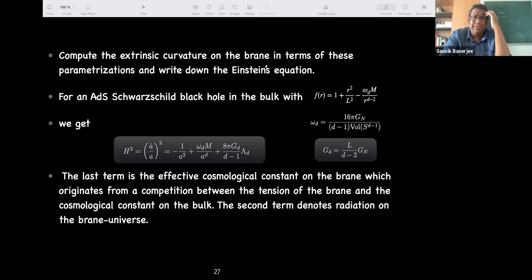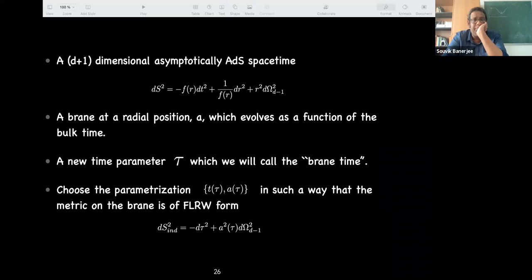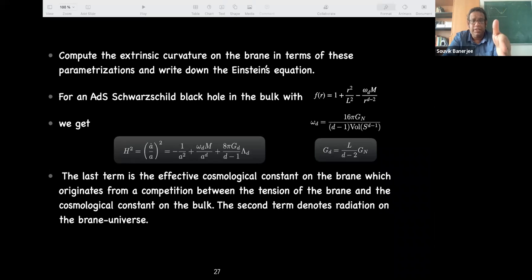And then we can compute the extrinsic curvature of the brane, and this extrinsic curvature will be given in terms of the parametrizations that appear in these equations. And we can write down the Einstein equation, which will have the form of a Friedmann equation, where you can identify this term as radiation. For example, if you are in AdS 5, so d equal to 4, then it is like m by a to the power 4, and this has exactly the same behavior as radiation. And the last term is the effective cosmological constant on the brane.